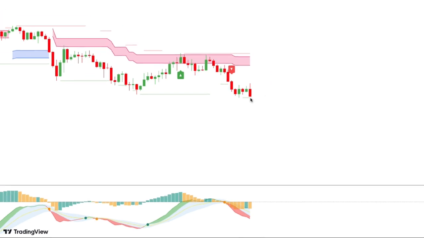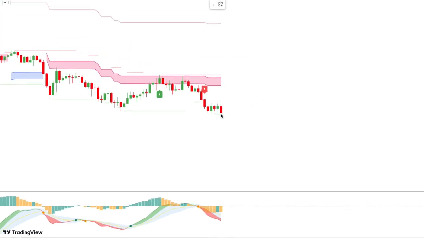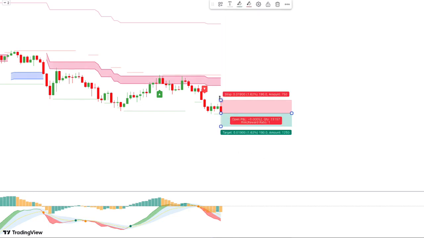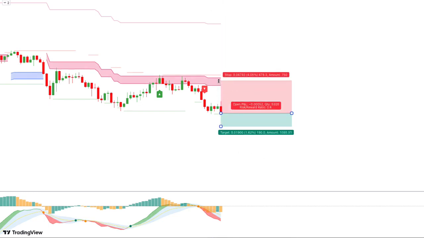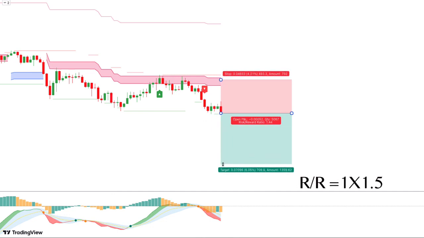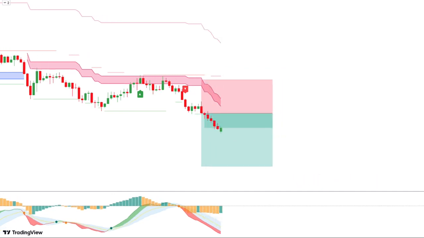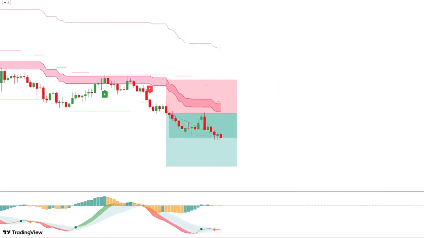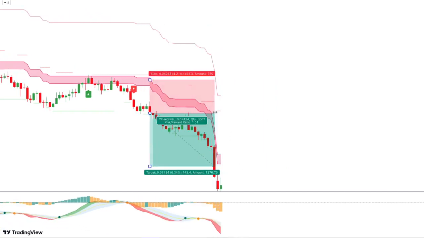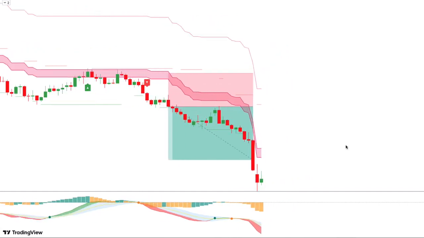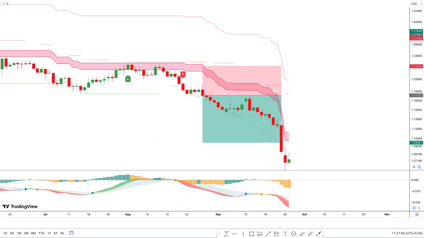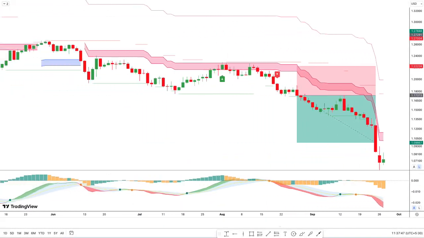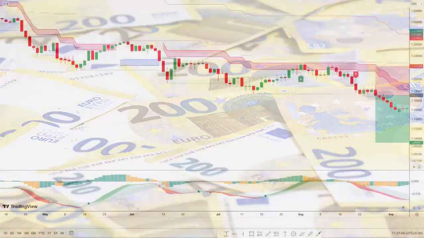Be sure to follow the strategy's rules at all times. We can enter a sell position and set the stop loss above the recent high or fast super trend. Target is 1 to 1.5 risk to reward ratio times. Let's see how this trade plays out. Won this trade. I hope this video can show you how the indicator works and how you can use it to enter profitable and powerful positions.